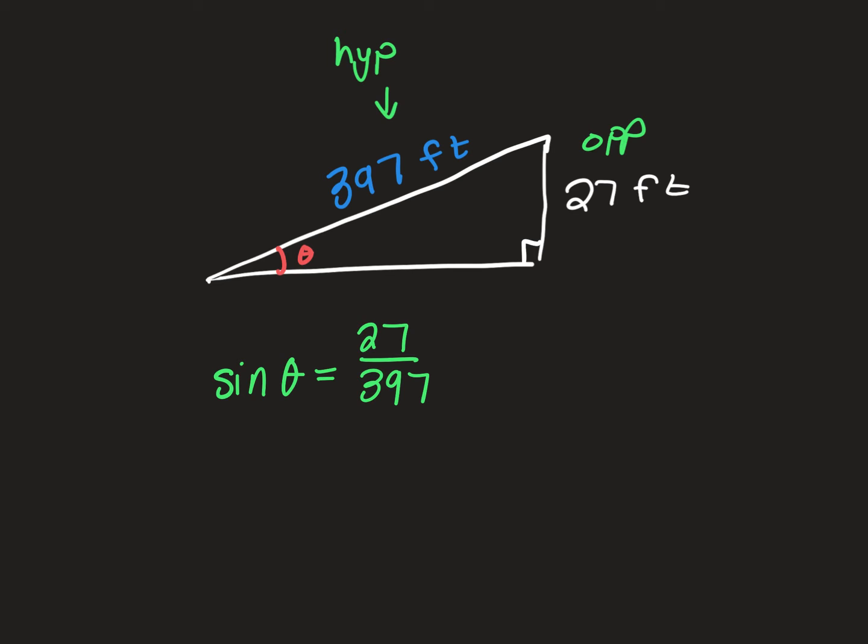So we'll plug this in the calculator using the inverse trig function. So we're going to plug it in so it looks like this: sine inverse of 27 over 397. So we'll plug that in the calculator and get a number.